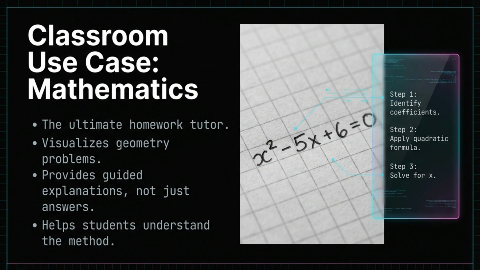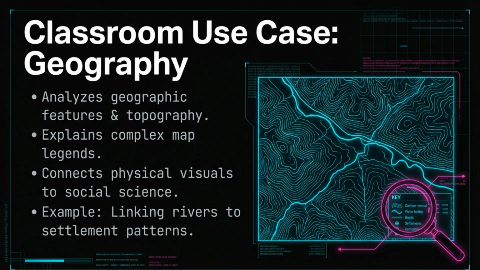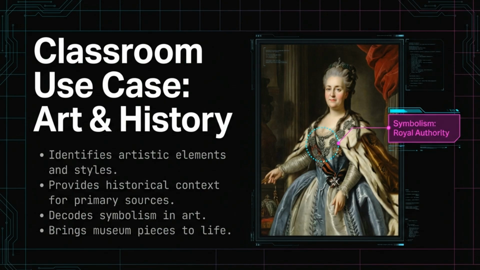For mathematics, it acts as a homework tutor, visualizing geometry problems and providing guided explanations, not just answers, helping students understand the method. In geography, Vision analyzes geographic features and topography, explains complex map legends, and connects physical visuals to social science, like linking rivers to settlement patterns. For art and history, it identifies artistic elements and styles, provides historical context for primary sources, decodes symbolism in art, and brings museum pieces to life.